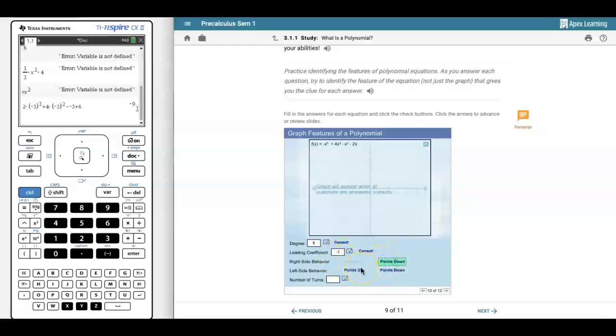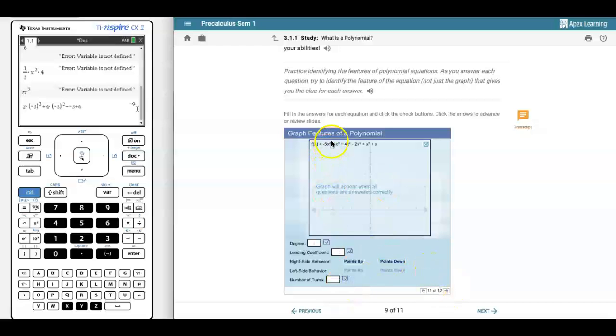Now, the left side of the behavior is not as obvious, so let me help you out on this one. This one's going to be pointing up, and the number of turns it's going to have is 4, right? 1, 2, 3, 4. And you might ask, how did I know that? We'll go over some tricks here at the end.